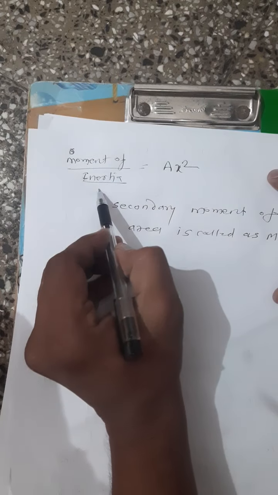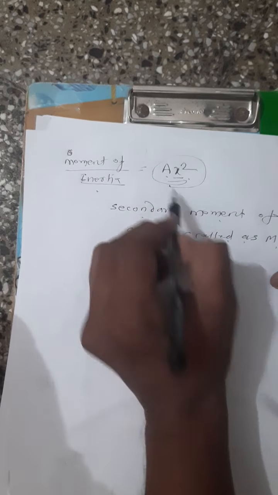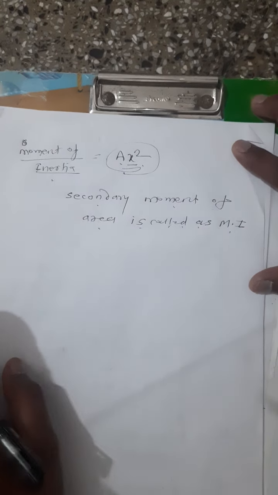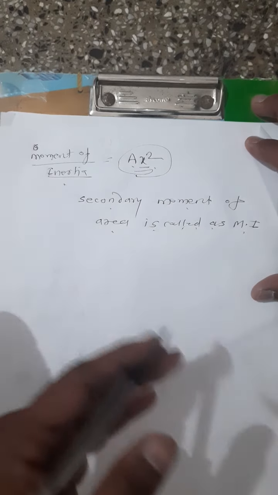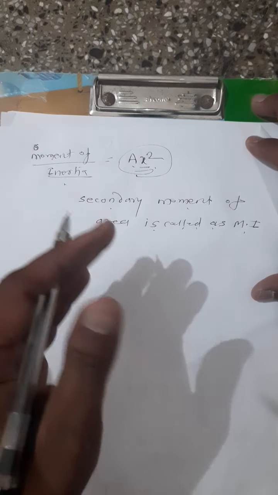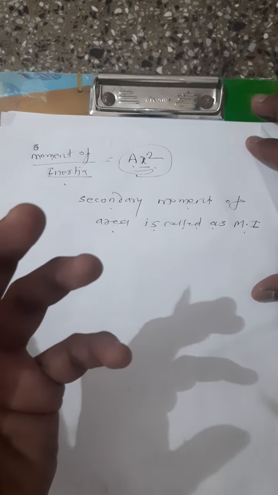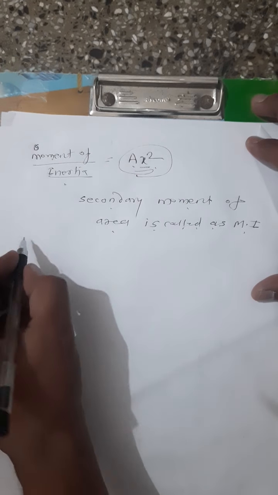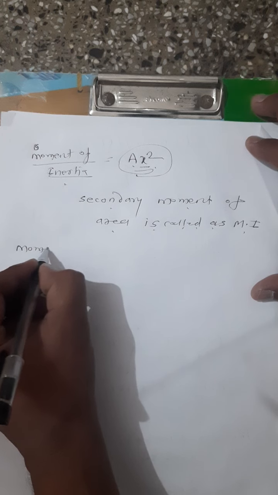So what is moment of inertia? A into x square. The secondary moment of area is called MI. So just modify it in detail, my dear students. What is the exact moment of inertia? How do we write this definition in our examination? So see, my dear students, what is moment of inertia?